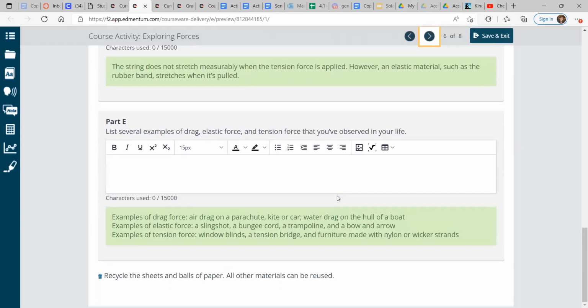What are some examples of drag, elastic force, and tension? Drag force, an example would be a parachute. There's an air drag on a parachute, kite, car. And if you're in a boat, the water drag is a good example of that too. Elastic force: bungee cord, trampoline, bow and arrow, slingshot are all examples. And then tension force, you have window blinds, a tension bridge, and then furniture that's made from certain materials like nylon or wicker.